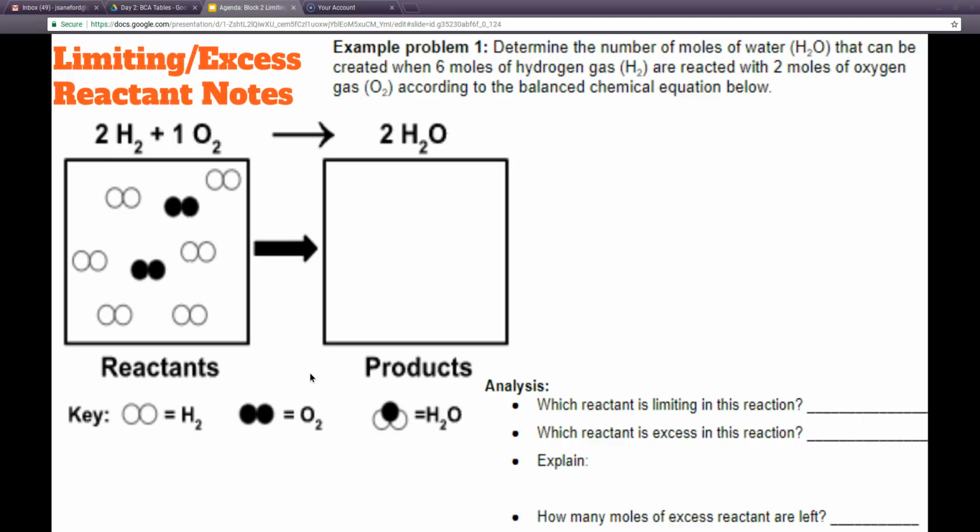Hello, ladies and gentlemen. This is Mr. Sanford, and we're going to go through some notes where we talk about determining limiting and excess reactants based on particle models. So we've got example problem 1 here.